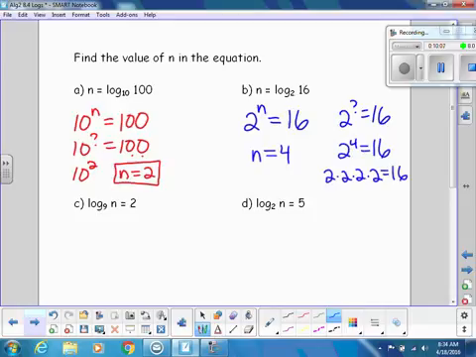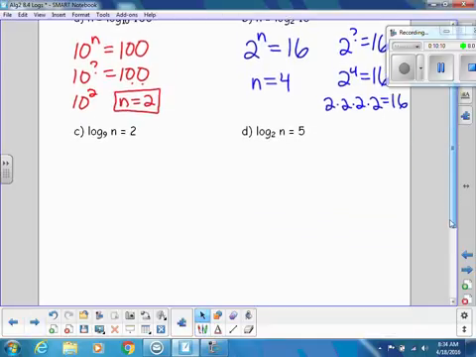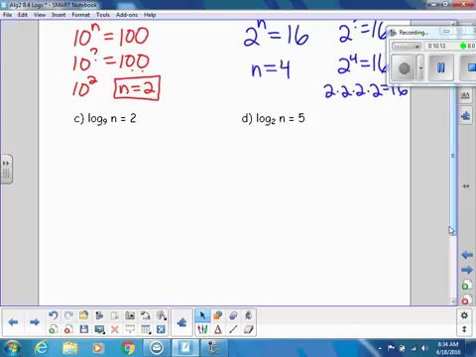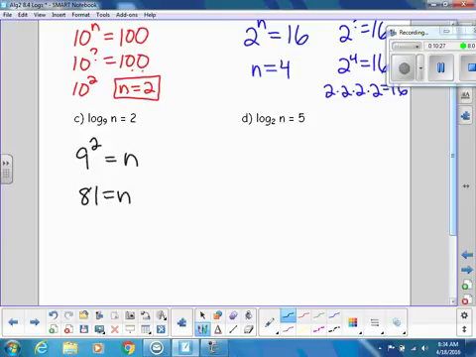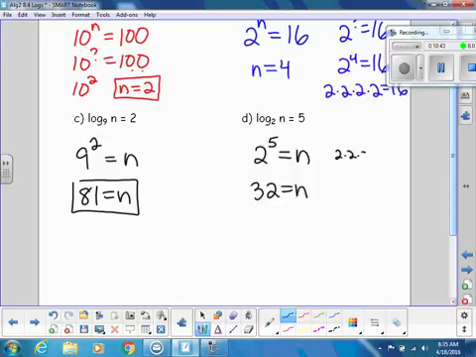All right? Now notice in these next two, the n is in a different spot. So we're still going to change it to exponential form, but we're going to do the base is 9, the exponent is 2, and that's equal to n. Well, this is even easier. I know what 9 squared is. That's 81. So I can solve that pretty easily. Same thing here. I'm going to do base is 2, exponent is 5, and that's going to be equal to n. So 2 to the 5th power is going to be 32. And remember, I got that by doing 2 times 2 times 2 times 2 times 2. That's how I'm getting 32.